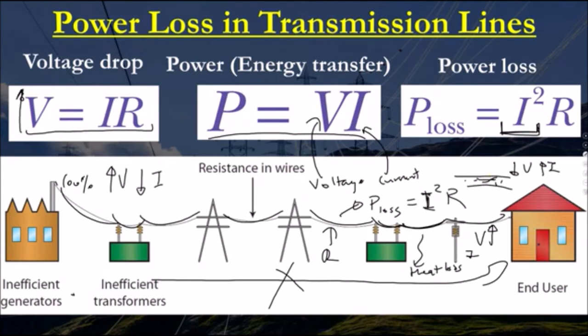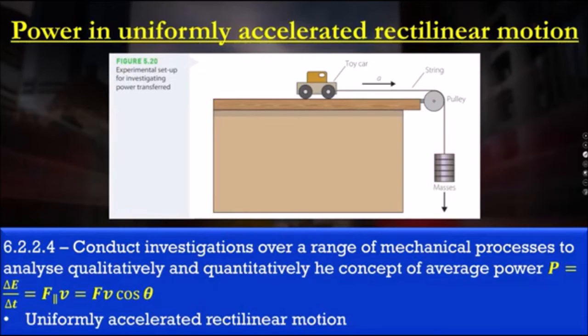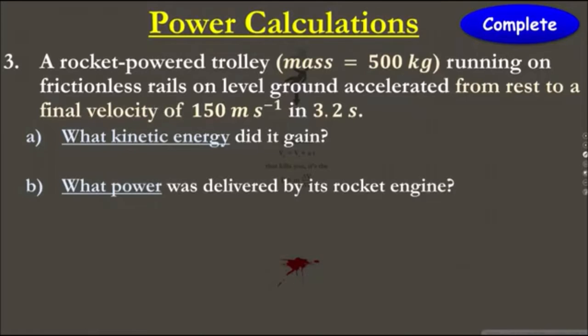Just a touch. Let's look at another question, and it is looking at power in uniform accelerated rectilinear motion. Rectilinear is objects moving in a straight line, so in a single line plane, like this little trolley car moving along the table, which is kind of a prac that we would do, but obviously we're not having a prac lesson here.